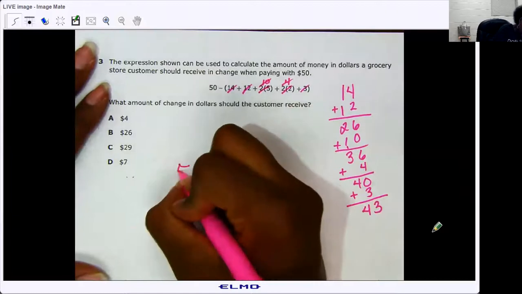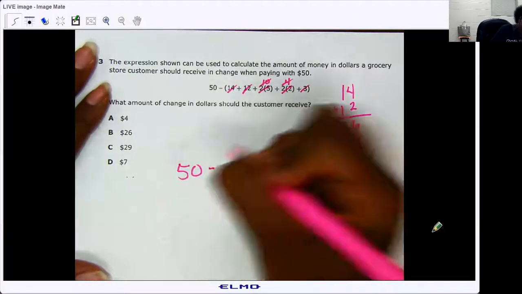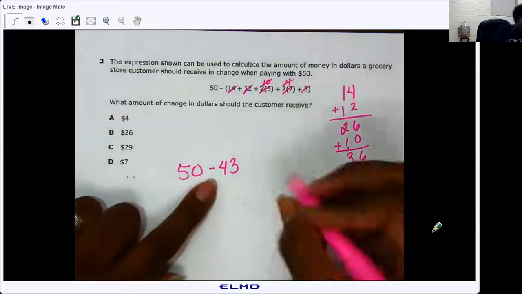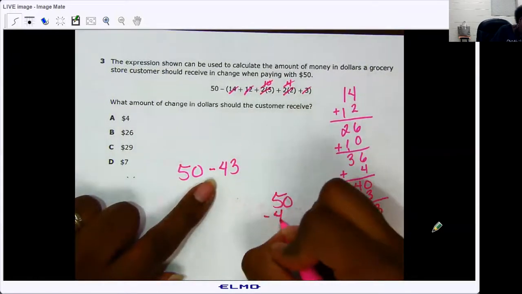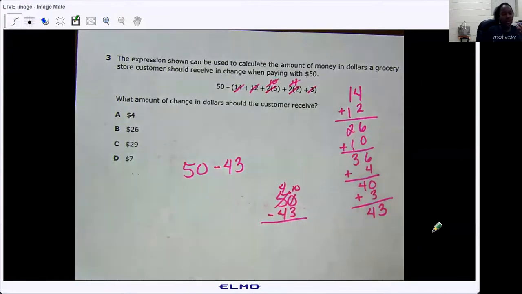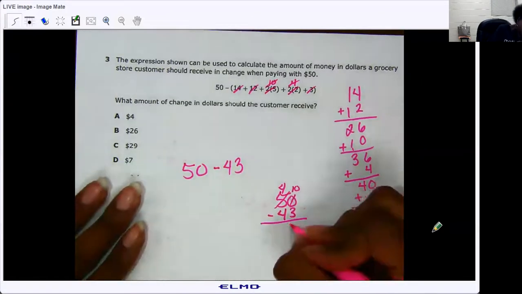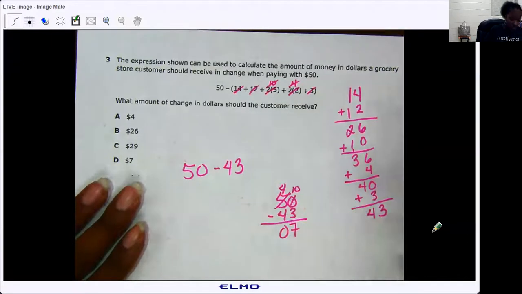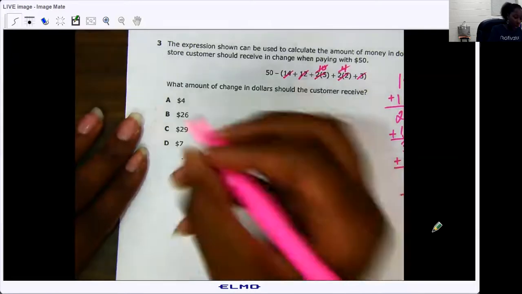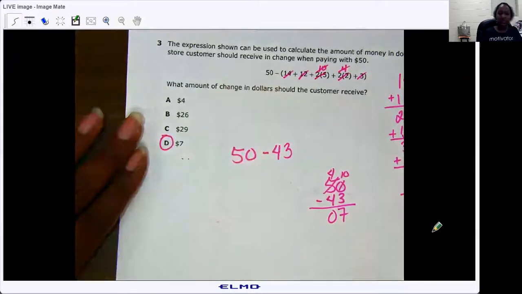So now I'm going to rewrite. So 50 minus 43. I can't subtract that way, so I'm going to line it up. Need to borrow 3, 4, 5, 6, 7, 8, 9, 10. That's 7. 4 minus 4 is 0. All right, so let's look at our answer choices. I have $4, I have $26, I have $29, I have $7. According to my calculations, $7 is my answer.